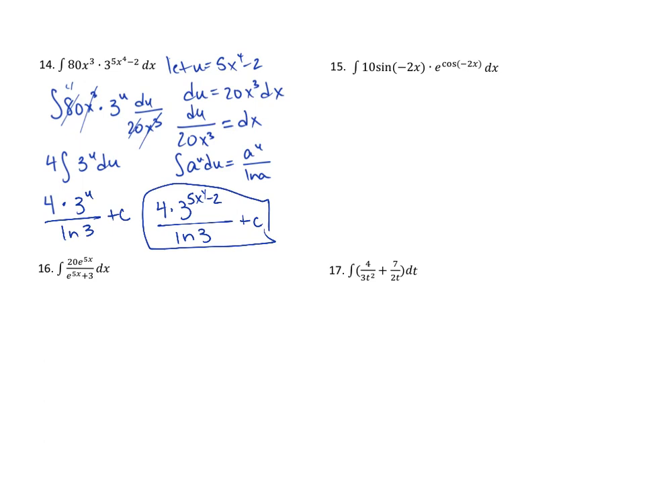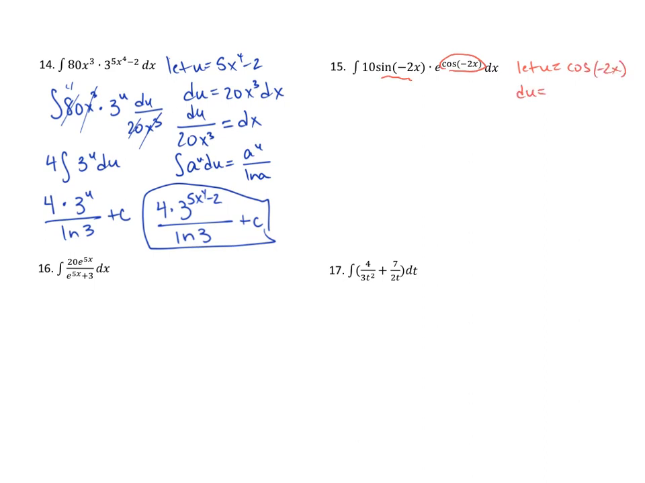Okay, going to the next one now. For this one, again, it looks a little complicated. Let's go ahead and let u equal, this one's going to be tough to choose. I'm going to choose the cosine of negative 2x, not the sine one, because it's that power of e. So let u equal cosine negative 2x.